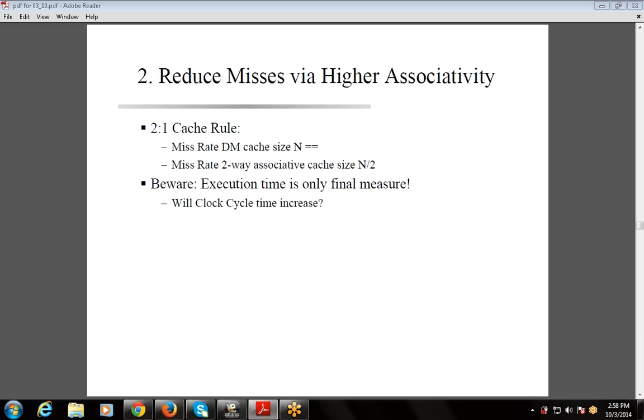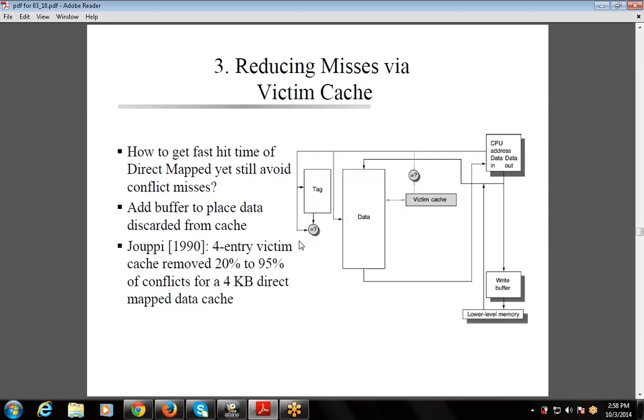So this is your cache rule: the miss rate of a direct-mapped cache of size N is equal to the miss rate of a two-way associative cache of size N/2. Be aware, that is your note, execution time is the only final measurement. Will the clock cycle time increase or will the time increase?